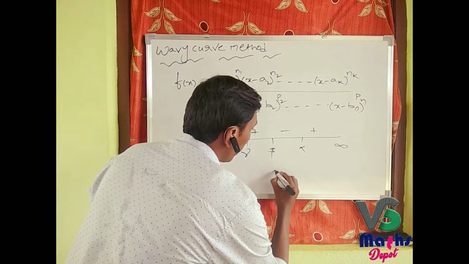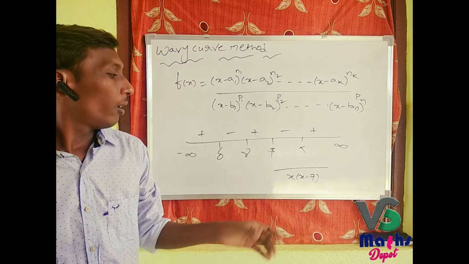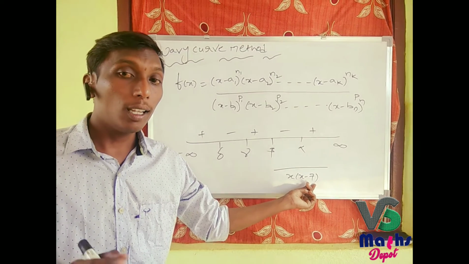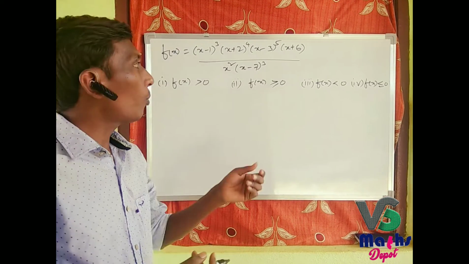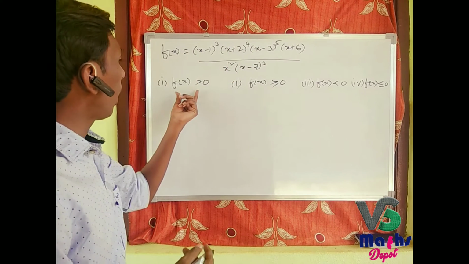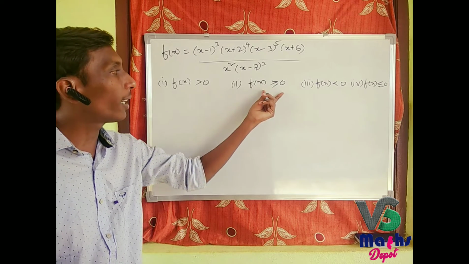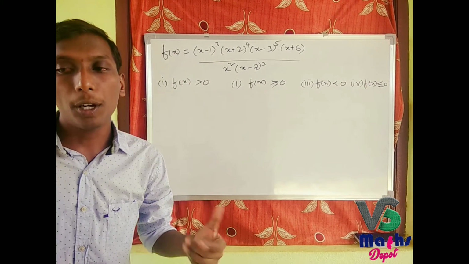Suppose they give x into x minus 7 in the denominator. If the answer contains x equal to 0 and x equal to 7, then we have to eliminate them. Let us discuss a problem on this. F of x is given like this, and we have to find all values of x where f of x is greater than 0, greater than or equal to 0, less than 0, and less than or equal to 0. We will check one by one.